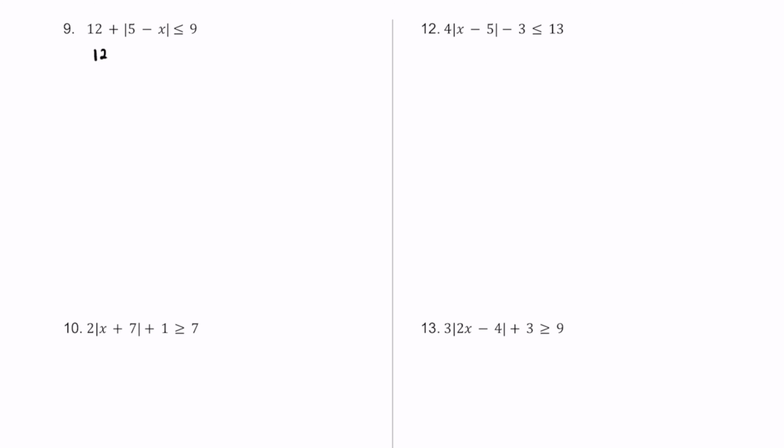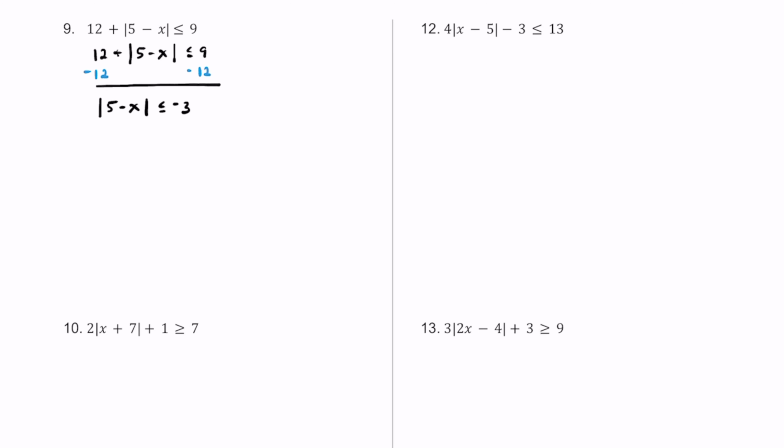So copying this down here, we have 12 plus the absolute value of 5 minus x. This whole thing is going to be less than or equal to 9. And what we're going to do here is take away 12 from both sides of this inequality, so we have the absolute value isolated. So taking away 12 from both sides here, 12 minus 12 is 0. We're going to get the absolute value of 5 minus x on the left side, and that's going to be less than or equal to -3.